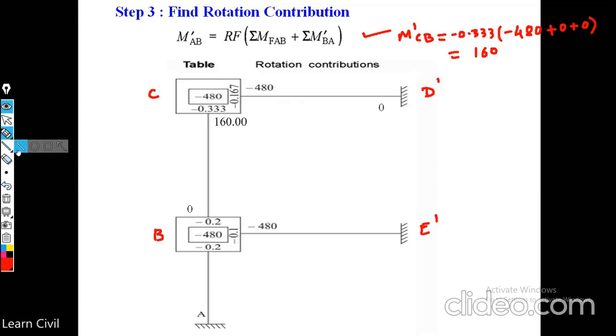Now we will find out the rotation contribution for the member CD dash. Just replace the rotation factor here, M dash CD dash. The rotation factor is minus 0.167 and we'll get the value, it is equal to 80. So just write down here. Okay, so it is written like this.